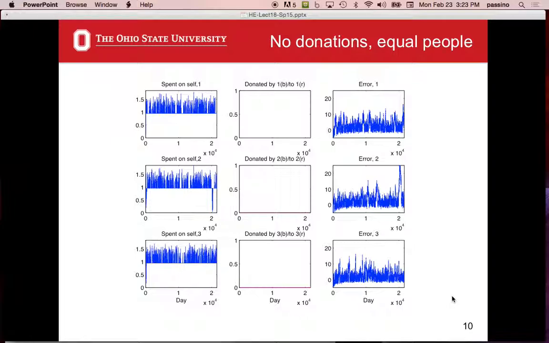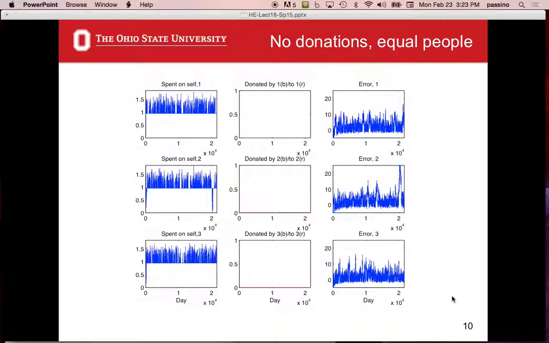And then the error, now remember what the error is. The error is simply the desired wealth minus the actual wealth. Okay? So you want that to be 0 because you want to have saved enough money for your health care. And you can see it's not doing too well. But if you go back to what we had done before, these are the results we got. These aren't that bad.